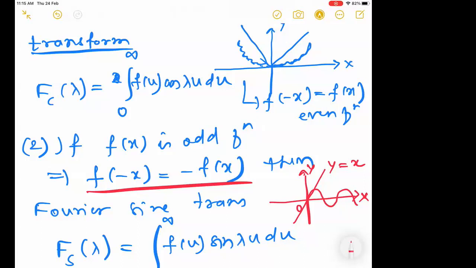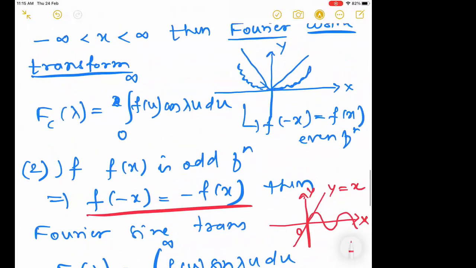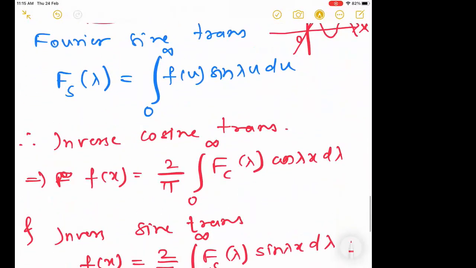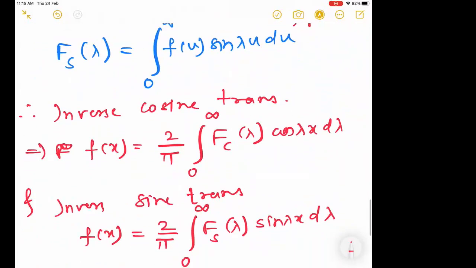Have you written note number 1 and 2 and their inverses? Inverse means where you are just putting the answer for the transformed answer, put it in the integral. So go to the inverse cosine transform formula, that is f(x). Inverse means always finding f(x) and transform means always you are finding in terms of lambda.